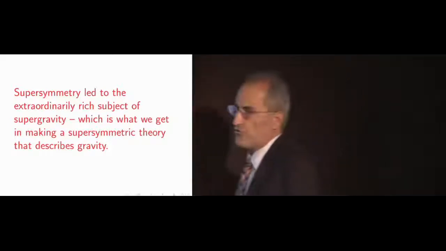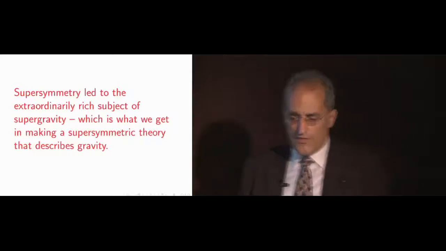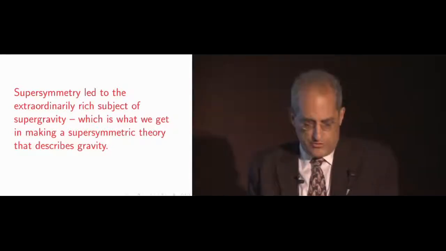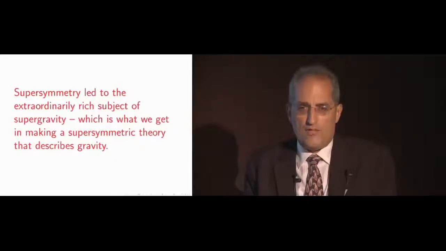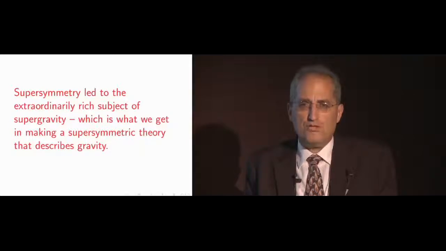Now, if supersymmetry is right, then regardless of what you think about string theory, it's got to be combined with gravity. And that led to the extraordinarily rich subject of supergravity, which is what we get in making a supersymmetric theory that describes gravity. So supergravity is a kind of partial completion of Einstein's general relativity to include quantum variables in the structure of space and time. Supersymmetry is more or less the same thing for special relativity.